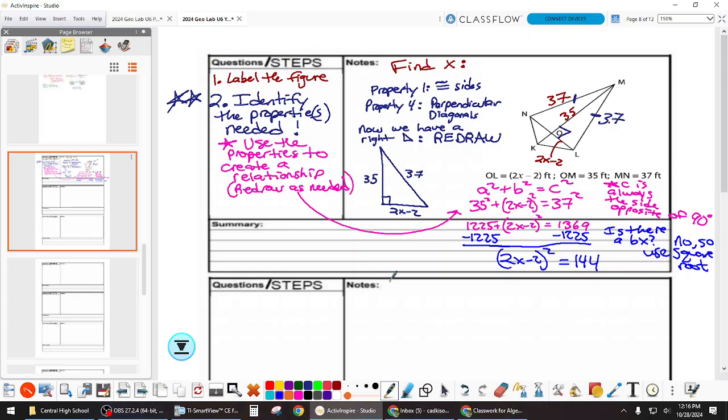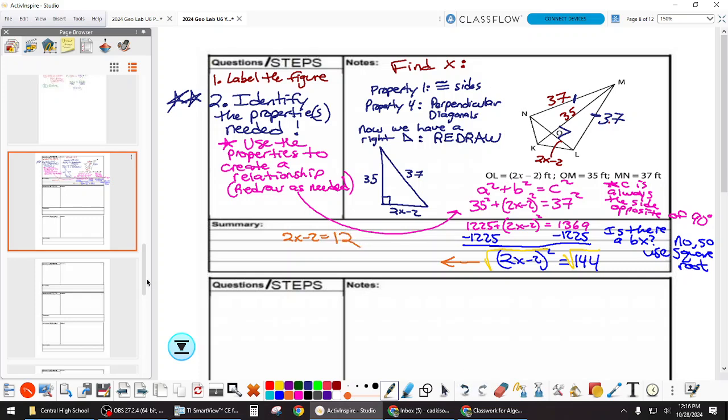Square root results. Yes, now we can square root, because since the squared thing is by itself, we'll be able to get rid of it. So square root both sides. Okay, unfortunately we're kind of all over the place with this problem, but now we're going to get 2x minus 2 equals, what's the square root of 144? 12.